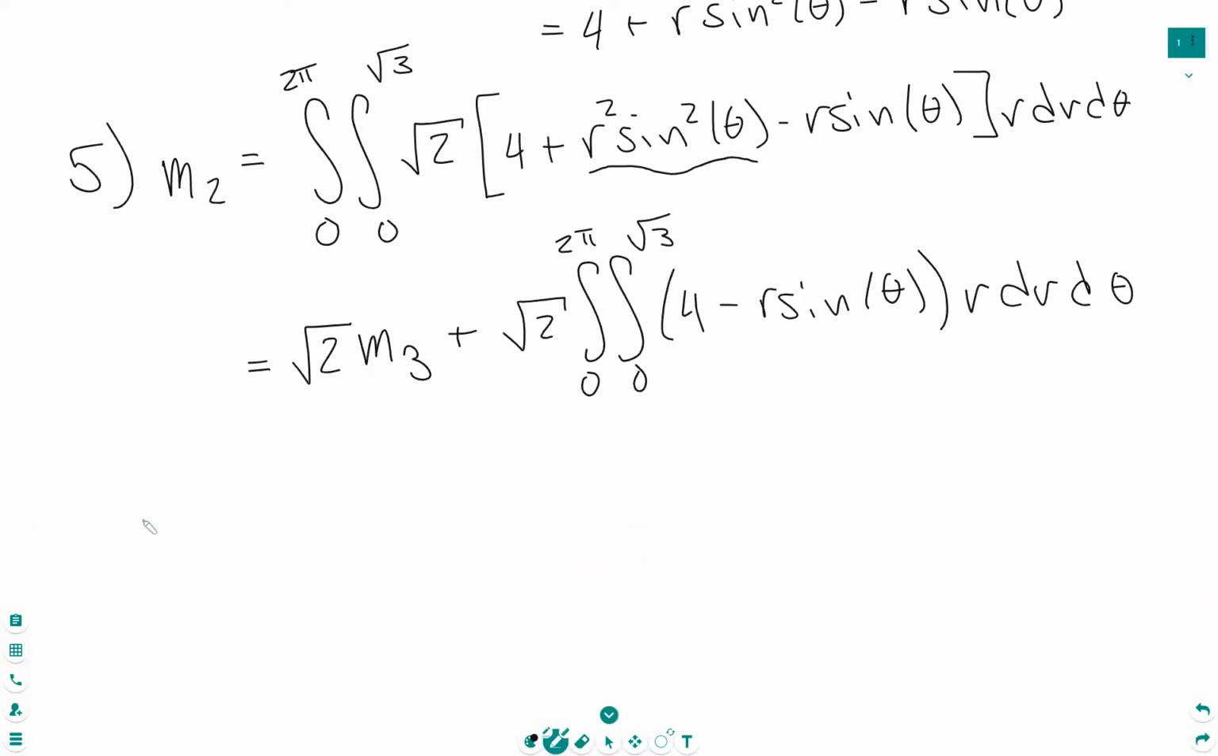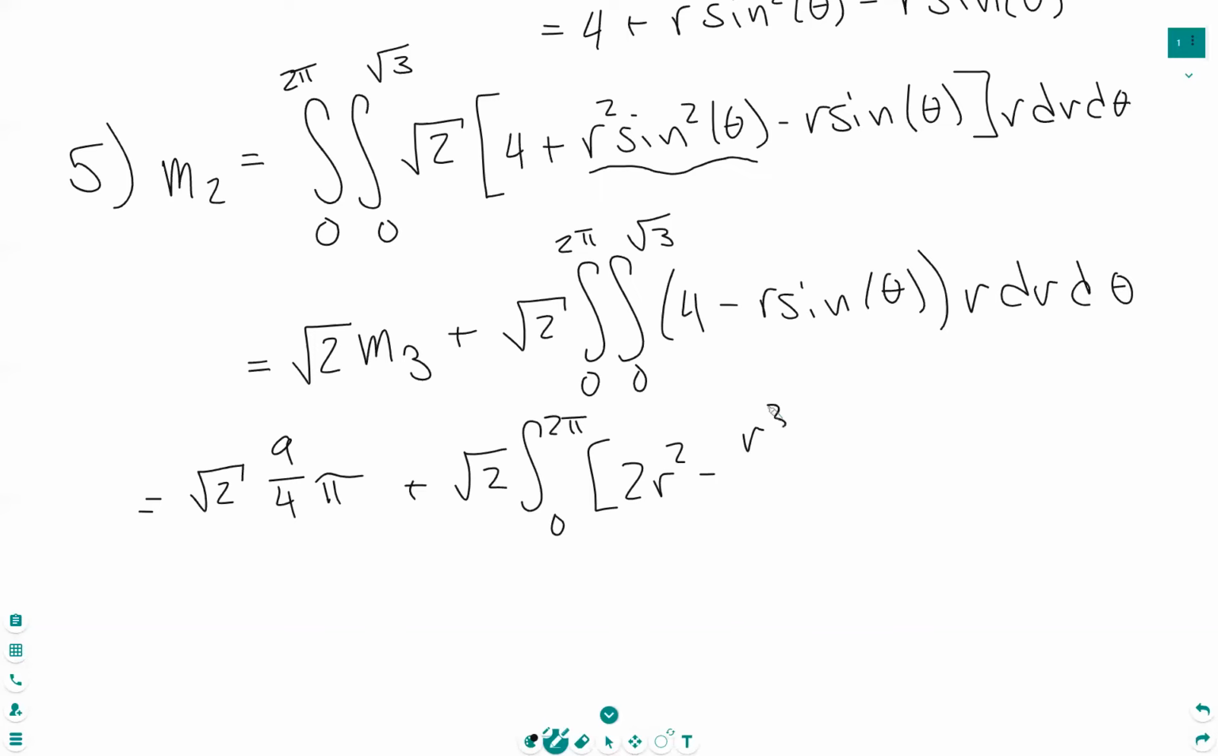So let's just keep going here. So we can substitute in what we found. This was 9/4 pi. Then we have root 2, the integral from 0 to 2 pi, 2r squared minus r cubed over 3 sine theta at r equals 0 and r equals root 3 d theta.